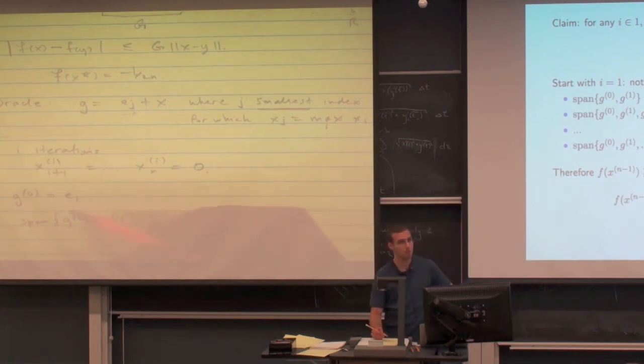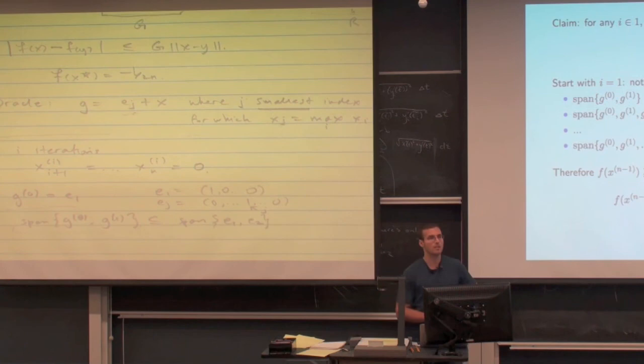E1 is a vector with 1 in the first component and 0 everywhere else. That's the notation I'm using. Usually people call this the jth standard basis vector if it has a 1 in the jth component and 0 everywhere else.